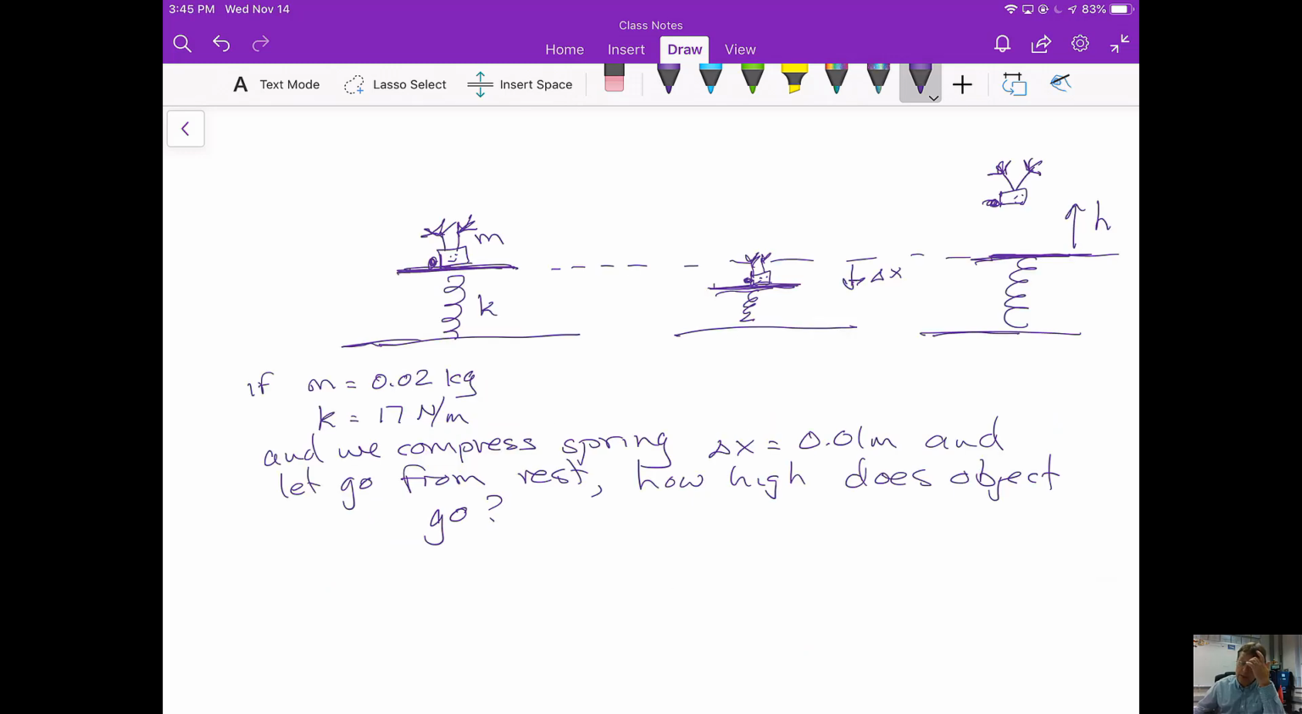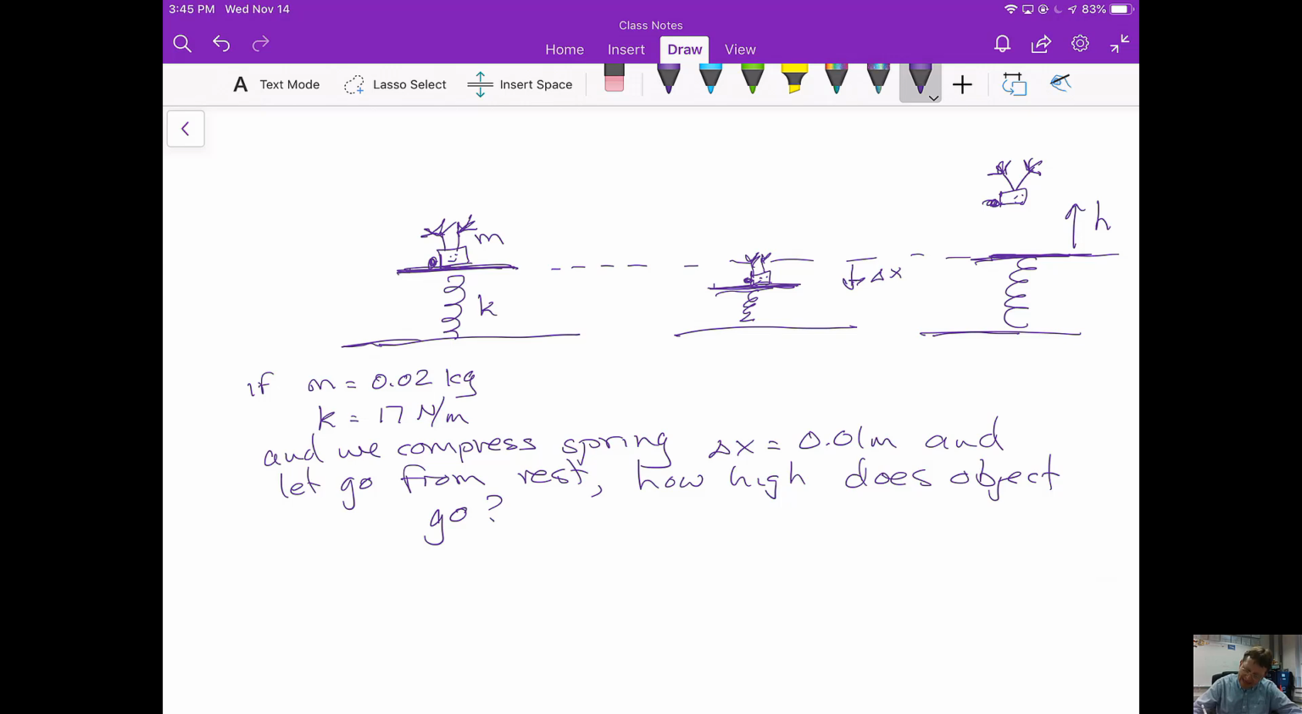I just turned the object into Jack the jackalope, a square Jack. Anyway, in order to do this problem, we're going to do an energy conservation problem. And energy conservation says that if there are no non-conservative forces, then the total mechanical energy is conserved. Remember, that's what energy conservation says.